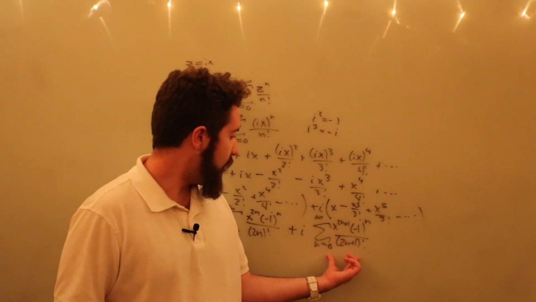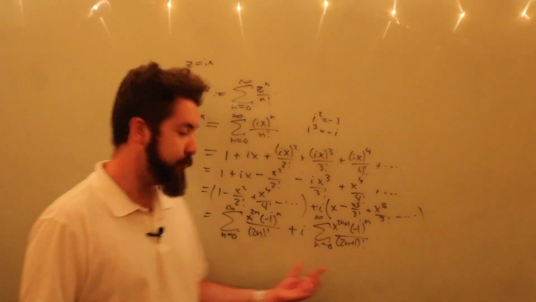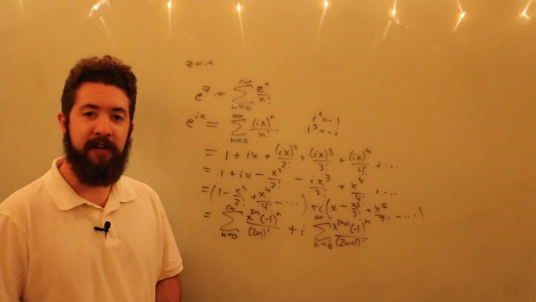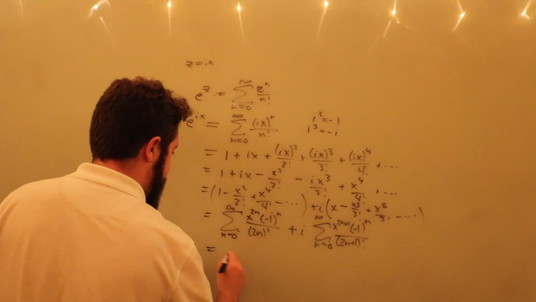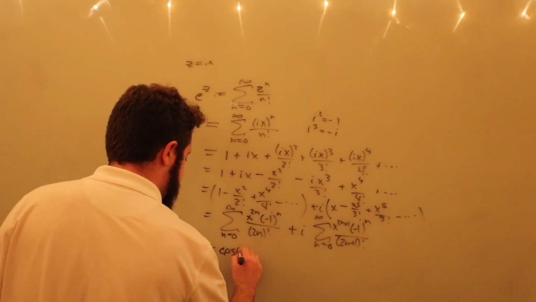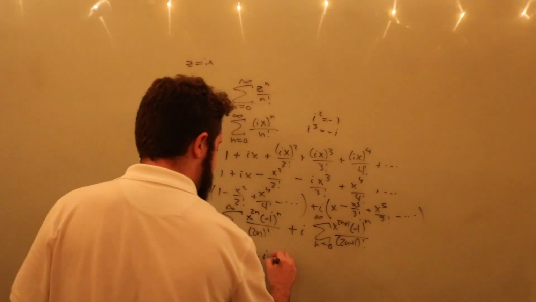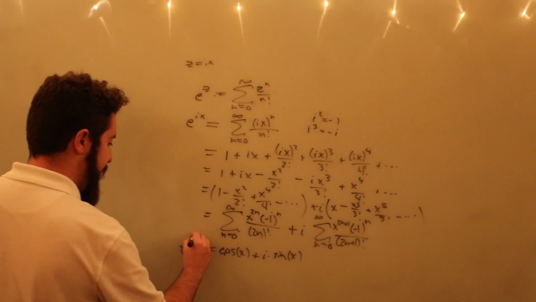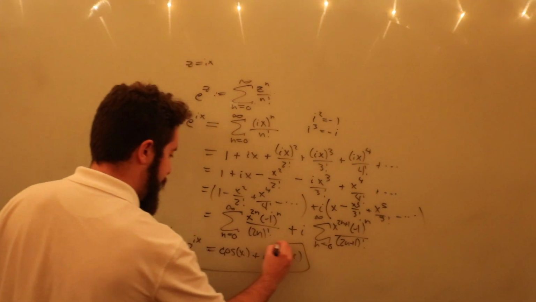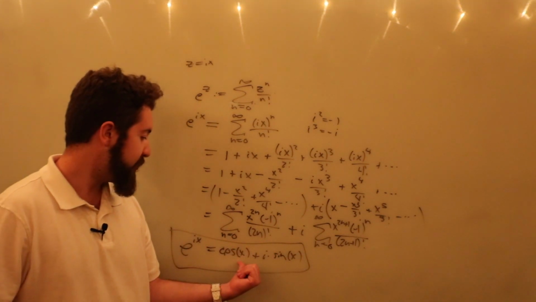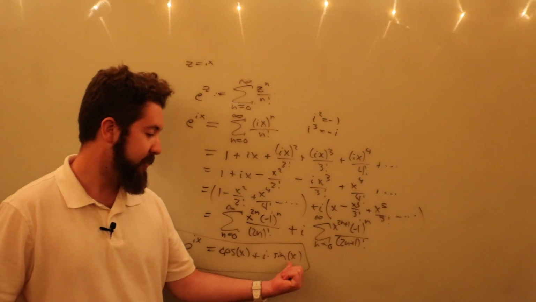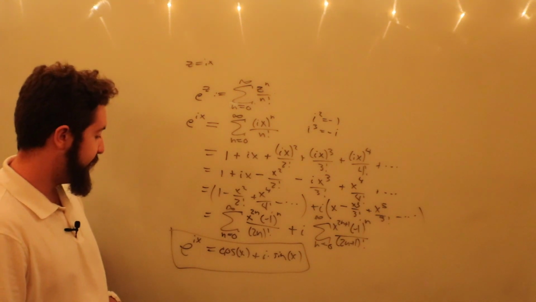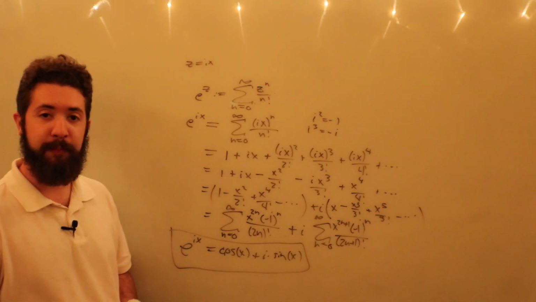So, we should recognize both of these infinite series as a Taylor series for functions we know and love. This is none other than cosine of x plus i times the sine of x. So if we write down here e to the ix, we get e to an imaginary argument is equal to cosine plus i times the sine of that argument. This is known as Euler's formula and is very cool and very useful.